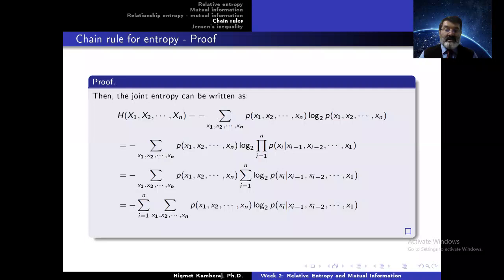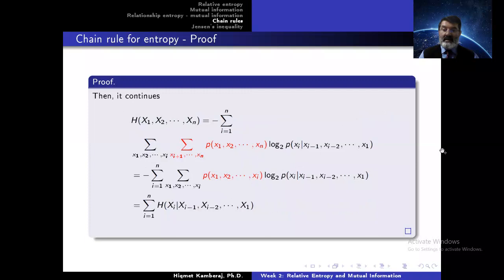Next, I switch the position of the sums. So I write first the sum for i from 1 to n, and second the sum over x1, x2, ..., xn. Then I leave the other terms as they are, minus in front, p of x1, x2, ..., xn, log with base 2 of p of xi conditioned on xi minus 1, xi minus 2, ..., x1. Then it continues. The second sum I split in two sums, for a reason that I'm going to explain in a moment.